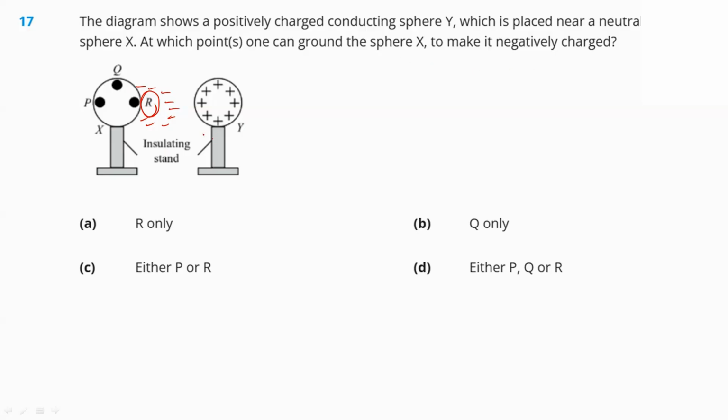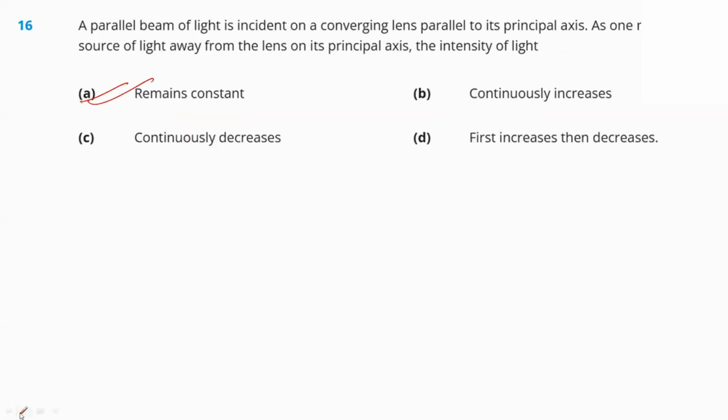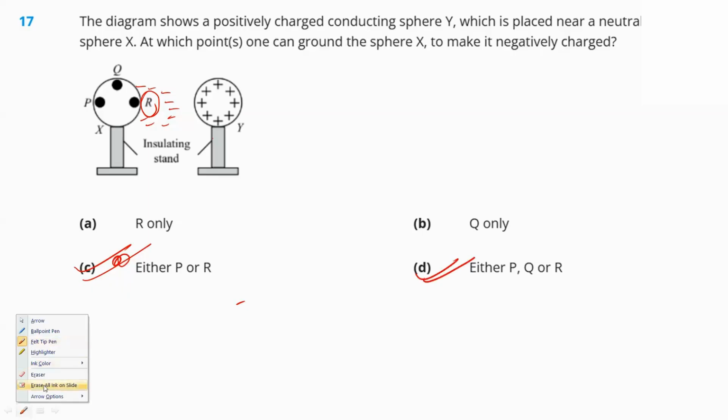So sphere X will be negatively charged at any position, irrespective of whatever is the position. It will be negatively charged at any of the positions. So it can be either P also, it could be either Q or R also. Okay, so option number C is the right answer for this question. Not C, I'm sorry, it's option number D, P, Q, and R. Whichever positions it can be having the same negative charge. Okay, so either P or Q or R.